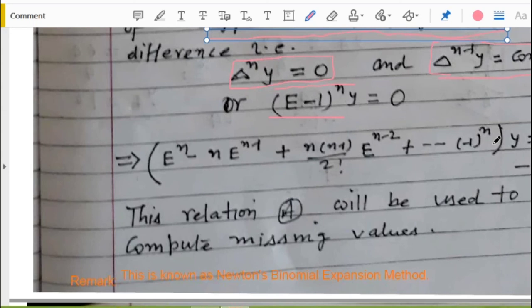If this relation is used to compute the missing values, relation A is very important here. This relation we are going to use; this method was established by Newton, and the binomial expansion has been used in this method, and therefore it is known as Newton's binomial expansion method.